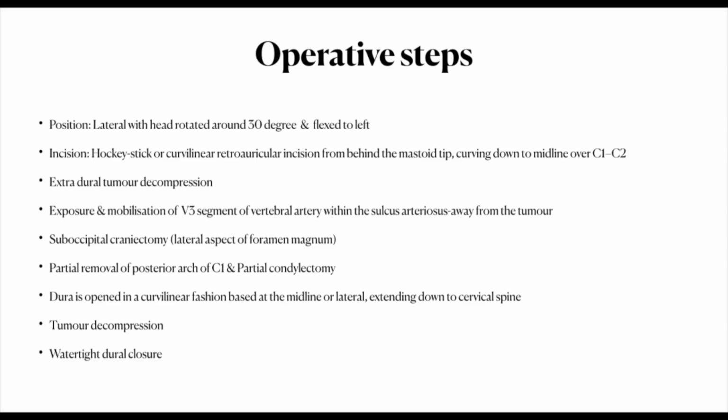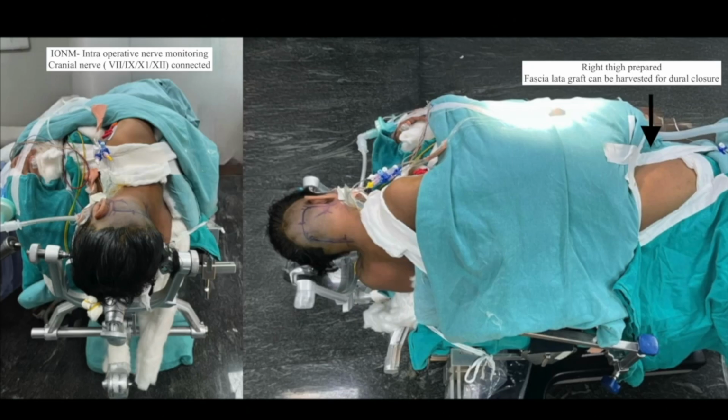The key surgical steps as shown on the screen were followed during the procedure. The patient was positioned in left lateral position with head secured in a Mayfield clamp. The head was slightly flexed, approximately 30° rotated towards the left side and laterally flexed towards the left so as to optimize the angle of surgical access in the lateral foramen magnum and upper cervical spine.